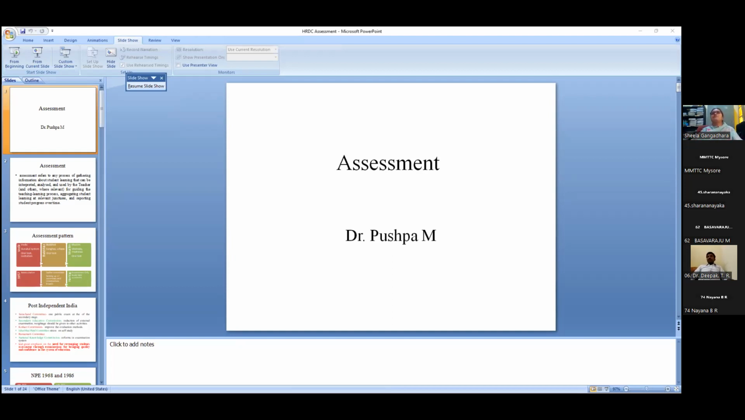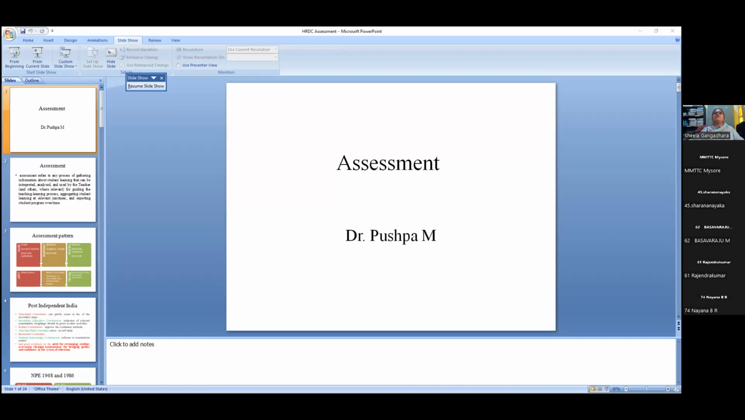Then let us first know what assessment is. If you want to see the meaning of assessment, because we are teachers and teacher educators in the field of teaching, we should know what assessment is, because in our field we have curriculum, pedagogy, and we are going to evaluate and assess our students. Then what is this assessment?